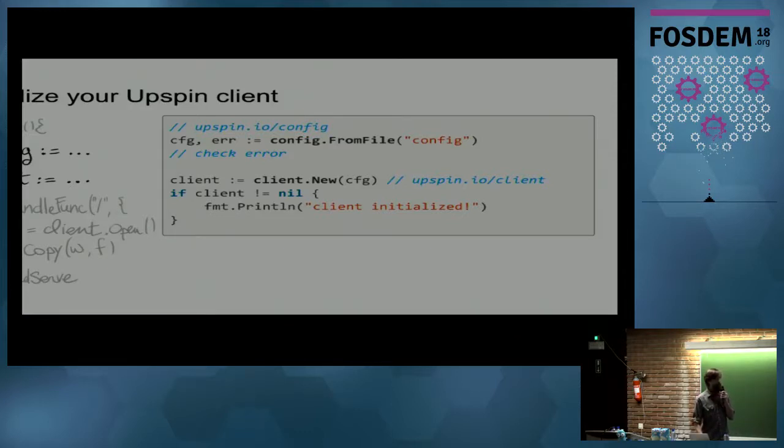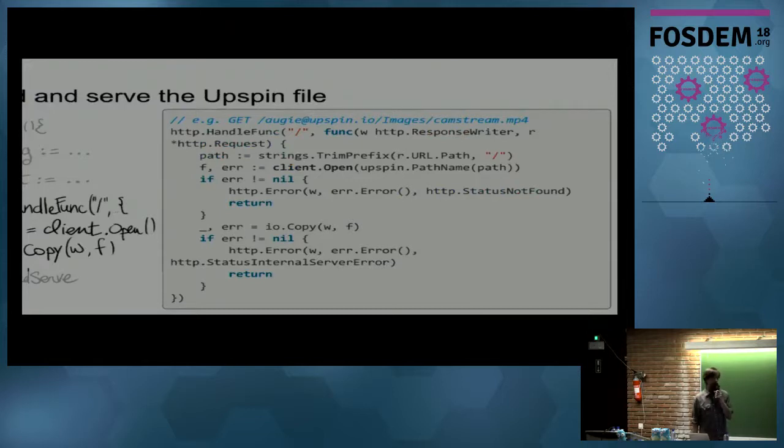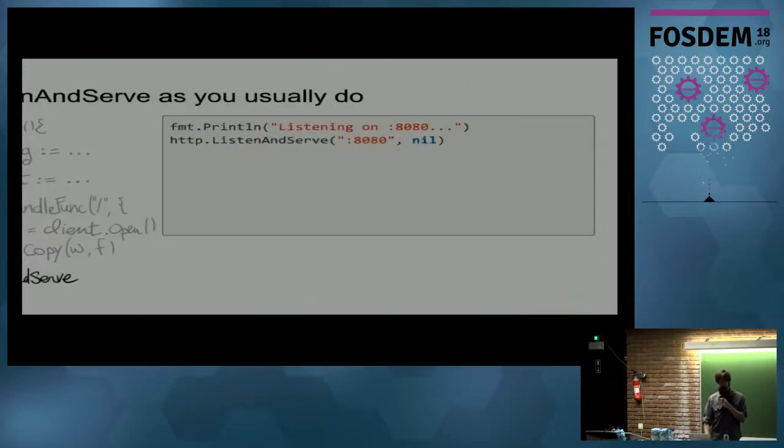That was actually the hardest part of the code. The rest is very simple. This is just a classic HTTP handler, and the only thing is that you can see the client.Open, and then the rest is well known. Of course, there should probably be some better error handling to know whether it's just a not found, or maybe the information is withheld, or maybe it's a network error. Then listen and serve and so on.